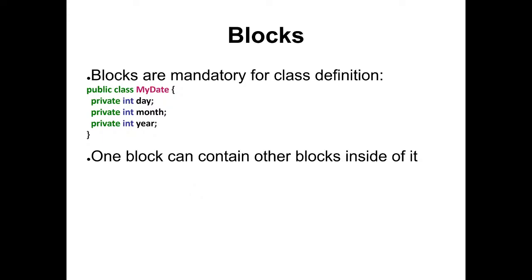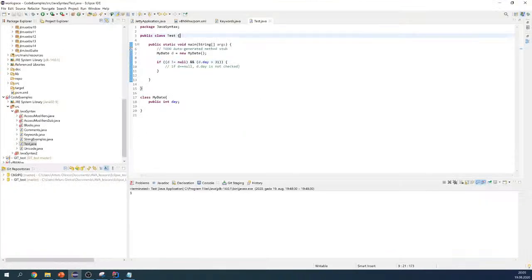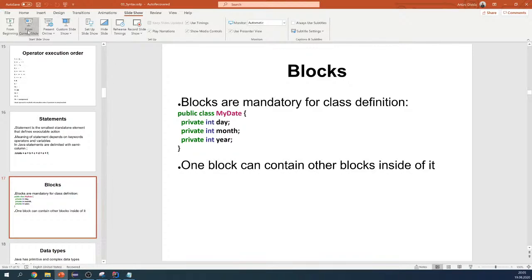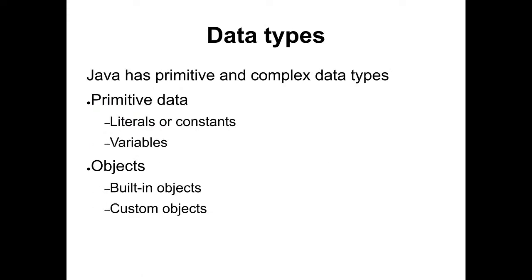The blocks. Yes, in Java, the code is located in blocks, and there's a mandatory definition for the class. As you already noticed, for each class we have the blocks, and here we can separate the stuff located inside and outside. Okay. And of course one block can contain other blocks inside of it. It's pretty straightforward.